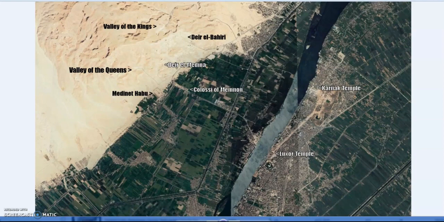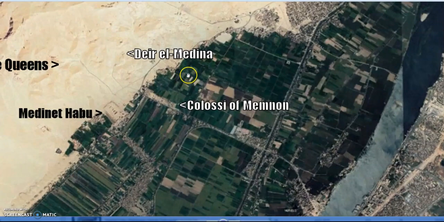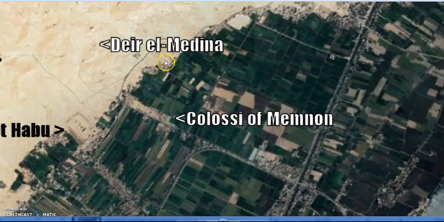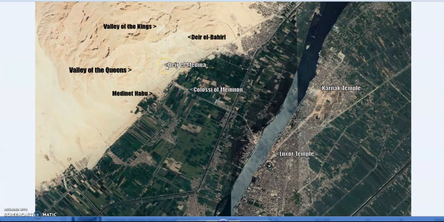But I'm not highlighting the Ramesseum here. That's the Ramesseum, but we will come back to it. So in case you're going, well, why isn't the Ramesseum included? We will be looking at this.